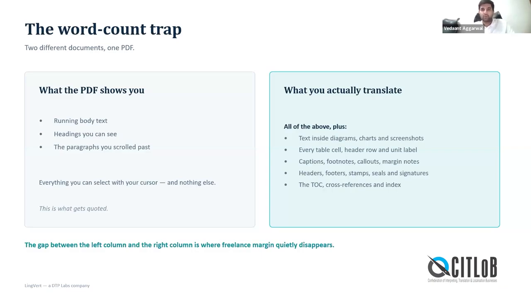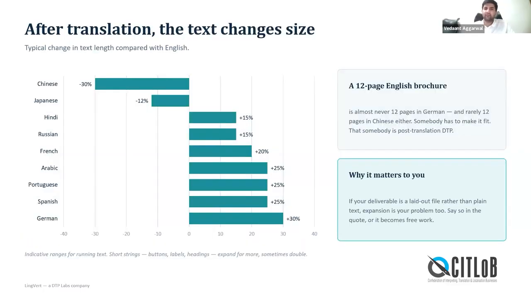So the word count is an output of the preparation, not an input to it. People ask for a number before the file is prepared. The professional answer is a range plus a separate line for the file preparation. Now, this is the last slide, and after that, I'm open to any questions you might have so far.